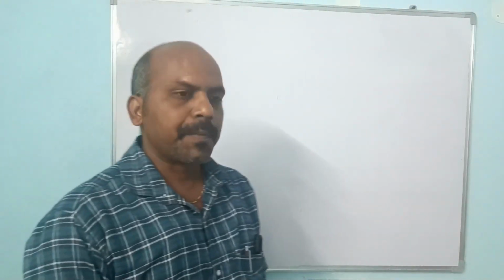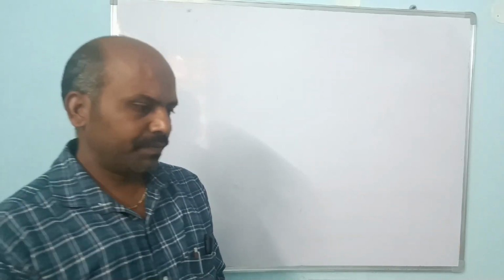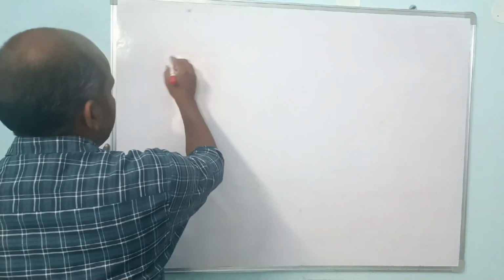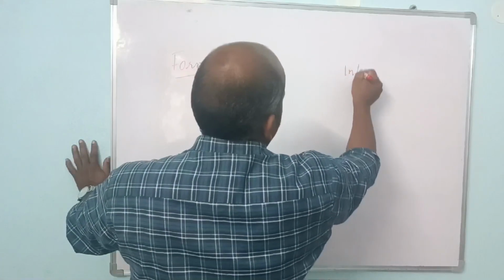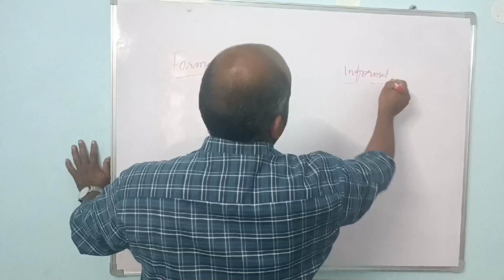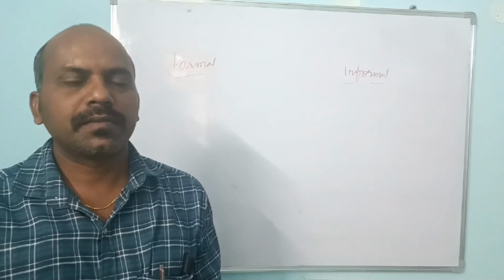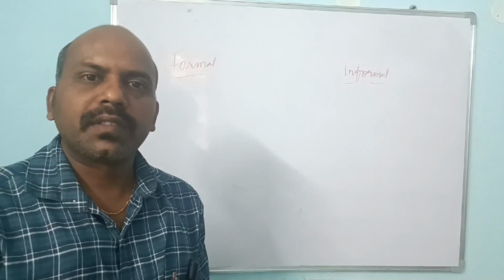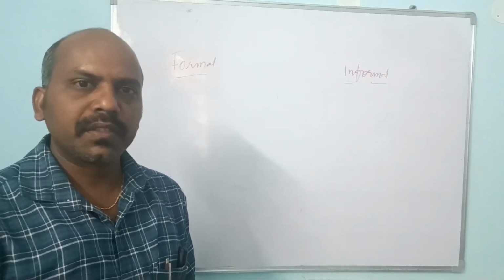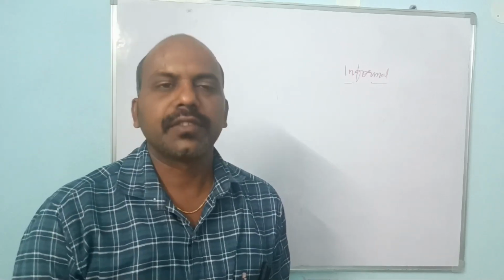So in this video, we are going to know a few special features of English. You might have heard until now that there are two languages, formal and informal, right? And what are these? Where do we use them? Why do we use them? When do we use them? To whom do we use them? Those are the details we are going to know now.